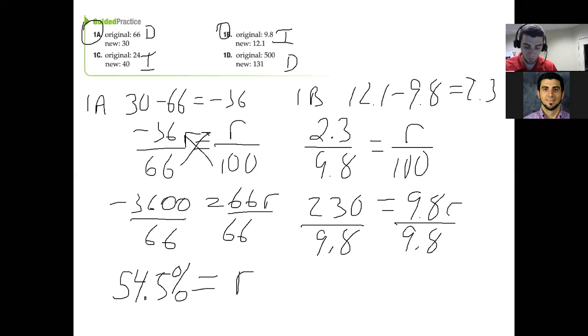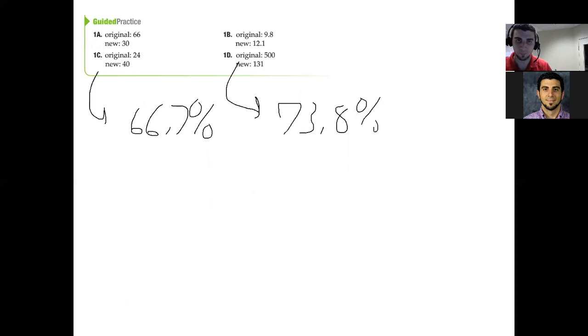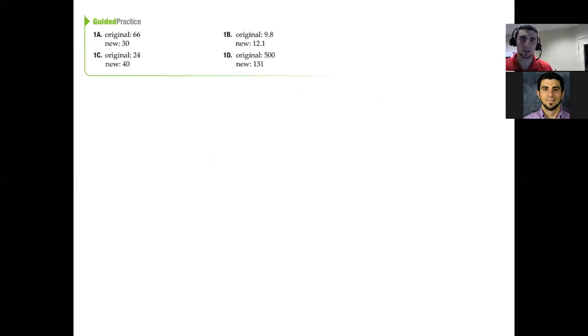And you get about 23.5 equals R. Okay, so you would say the percent increase is about 23.5. So C, if you set it up, I'm not going to run the whole way through it. You would get an increase of about 66.7%. And for 1D, when you set it up and solve it, you get a decrease of about 73.8%. Okay, and if you want me to run through those, just reach out to me and I will gladly go over those with you. But for the sake of time, I think we did enough.